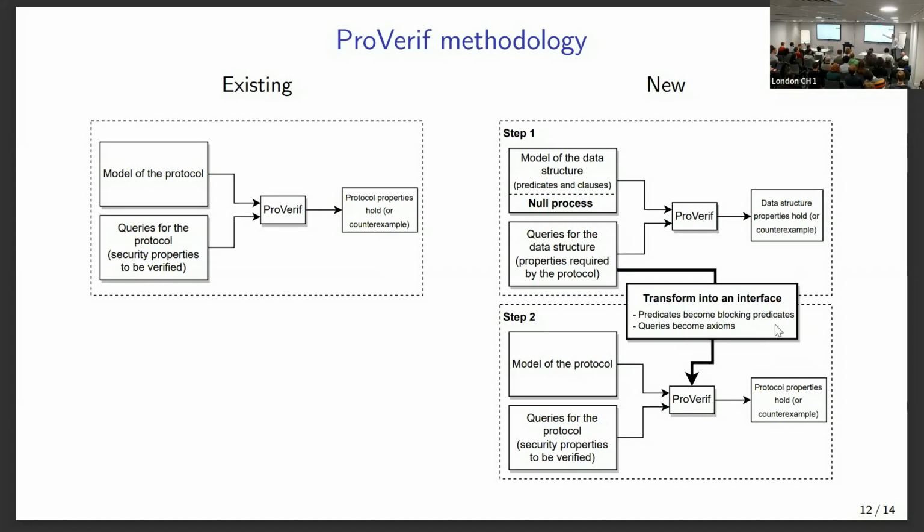And if it does, you then use those queries as axioms when it comes to modeling the entire protocol and its properties. So ProVerif then takes the model of the protocol, the properties, and the axioms about the data structure, and then tells you whether the protocol satisfies the properties or not. So that's very nice because finally you can do things in a compositional way. You can say, I just look at the data structure and prove its properties, and then use the fact that I've made that proof when I come to reasoning about the entire protocol. That's our main contribution there.